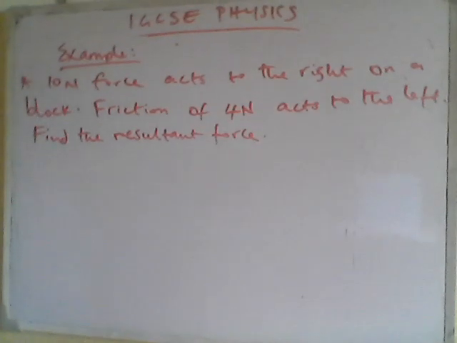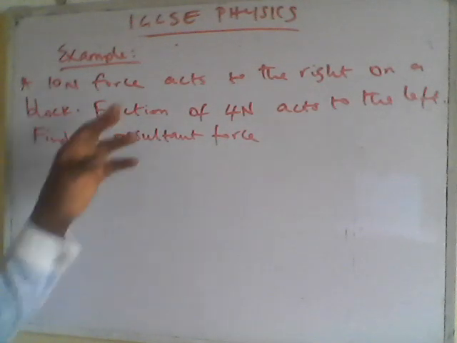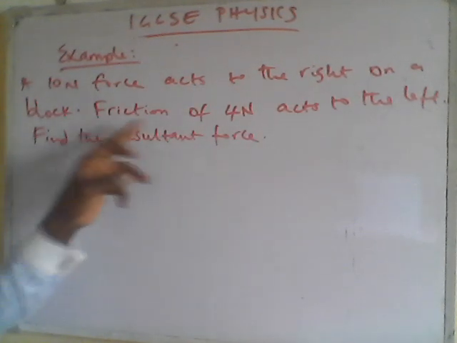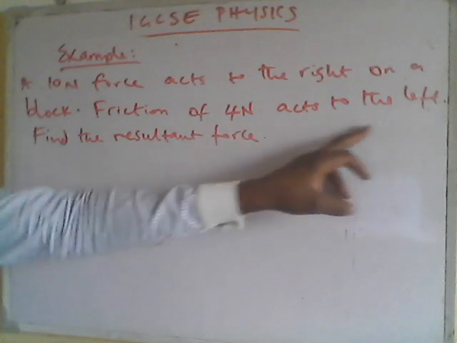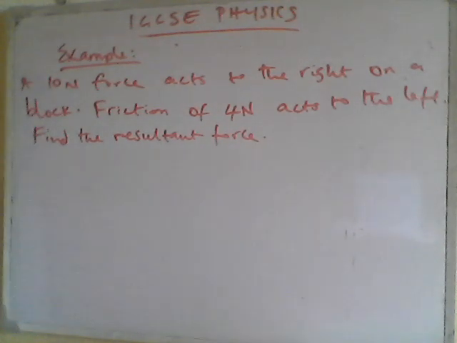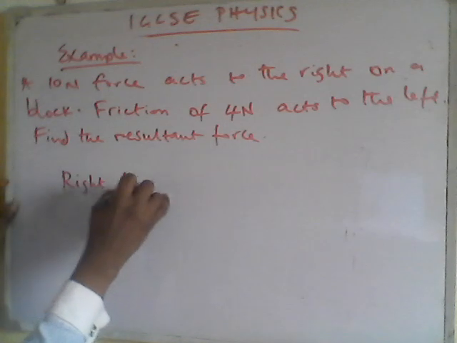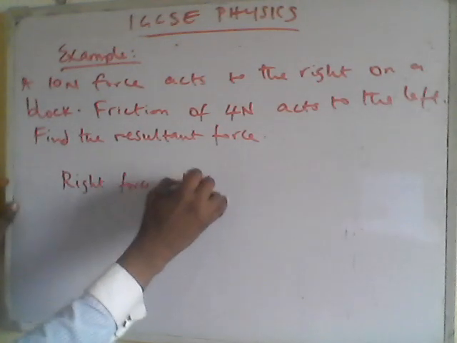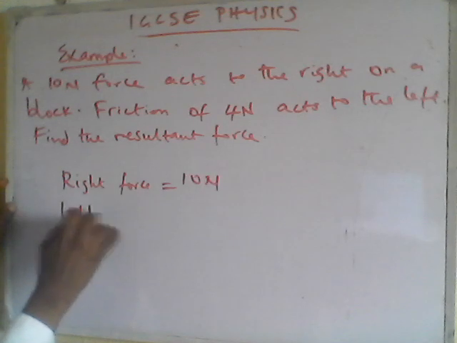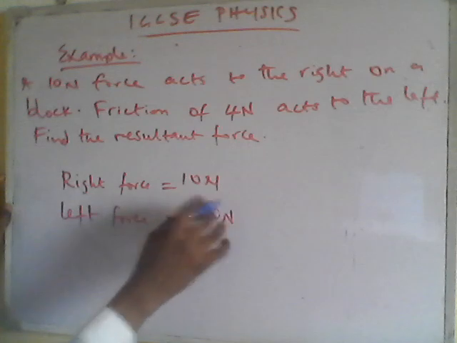Okay, so I have on the board, it says a 10 Newton force acts to the right on the block. Friction of 4 Newton acts to the left. Find the resultant. So right force is equal to 10 Newton. Left force is equal to 4 Newton. Let me draw this as a diagram.